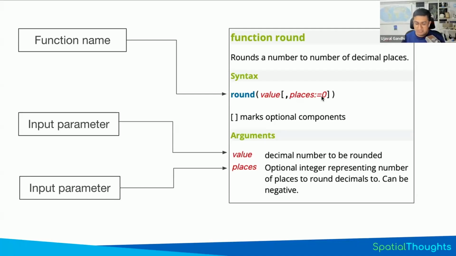So if you just say round some number, and you do not give how many places you want to round it to, you will just round it to 0 decimals. Right? Many functions may have like 10 parameters, but only 1 or 2 may be mandatory. Others will just use the default value if you skip them.